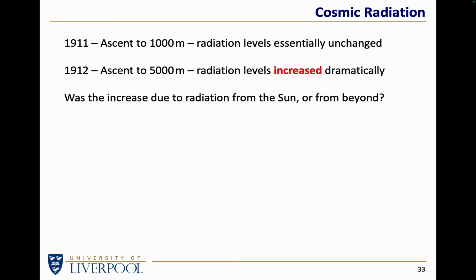Yes, the ground is radioactive, but in terms of background radiation, most of it seems to be coming from the sky, not from the ground. But if it's coming from the sky, can you tell if it's coming from the sun or coming from something other than the sun? It was thought that maybe the sun would be a source of particles. How are you going to tell? Well, if you've gone to 5,000 meters and you know the radiation levels increase, if you want to know whether it's the sun or not, what do you do?